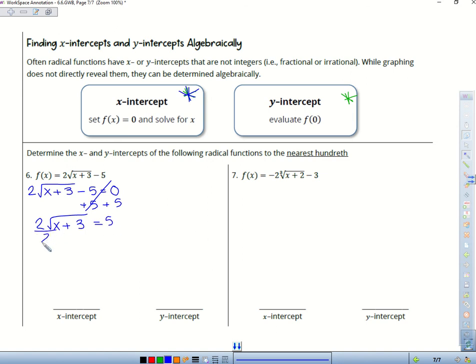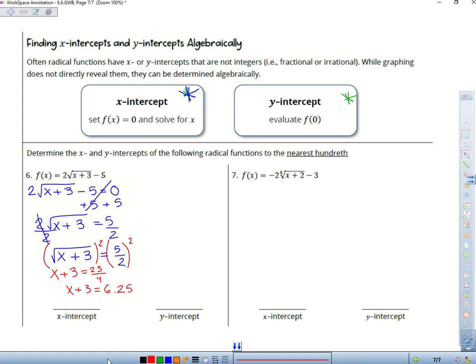And then I divide. So 5/2. And then how do I get rid of a square root in math? Square it. Got to square both sides. And that's going to give me x plus 3 is equal to 25/4, which I can put in the calculator, because why not? 25 divided by 4, that's x plus 3 is equal to 6.25.